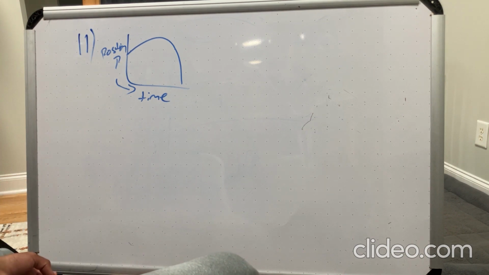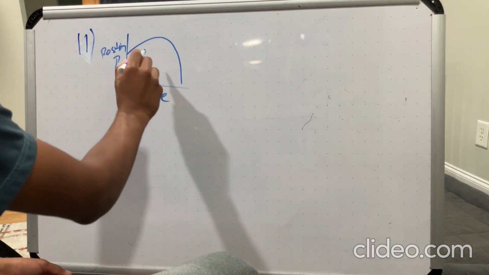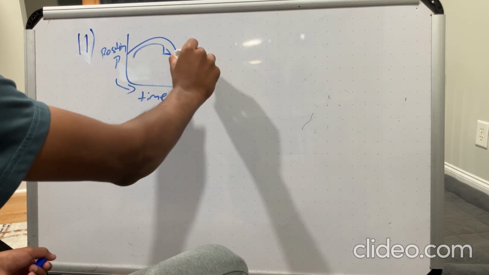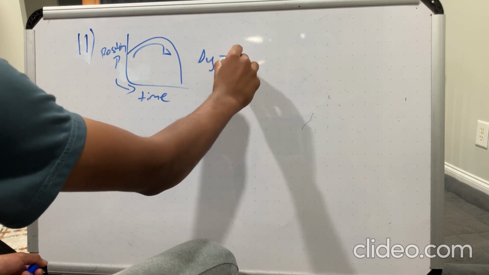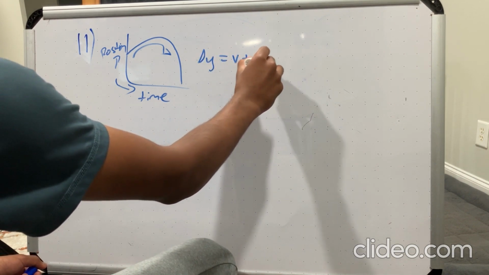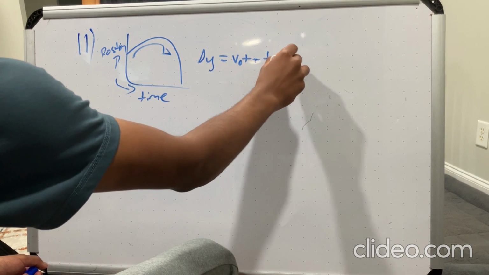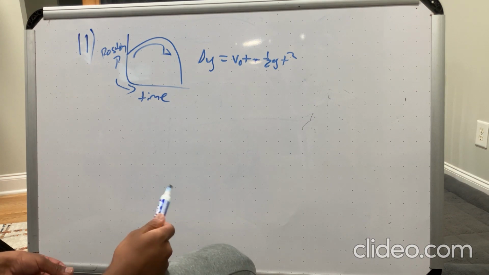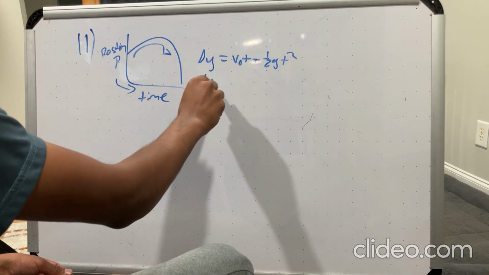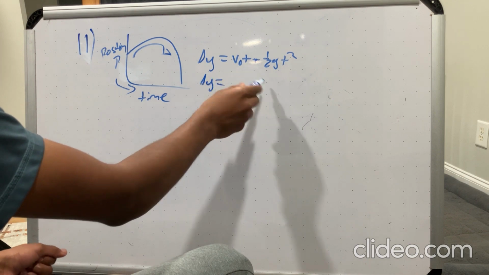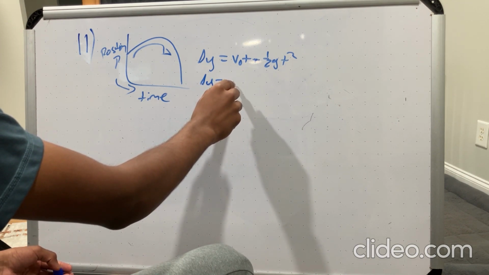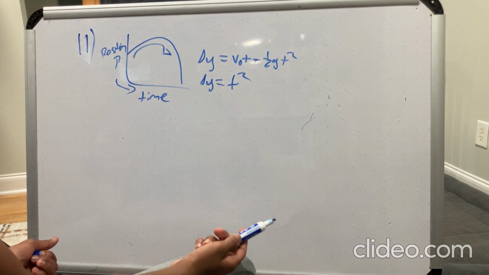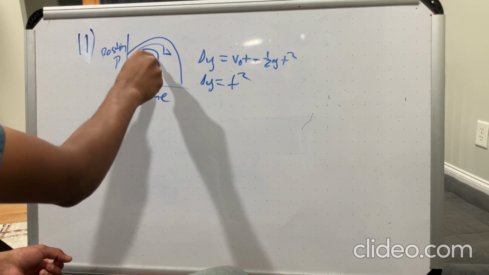So this is a parabolic pathway, but how do you prove that? You use equation 4. Change in y equals v0 times t plus 1/2 gt squared. And the degree here is 2, that makes it a quadratic equation. So that means position, change in y, is directly related to t squared because it's a quadratic. And you can see with the curve.